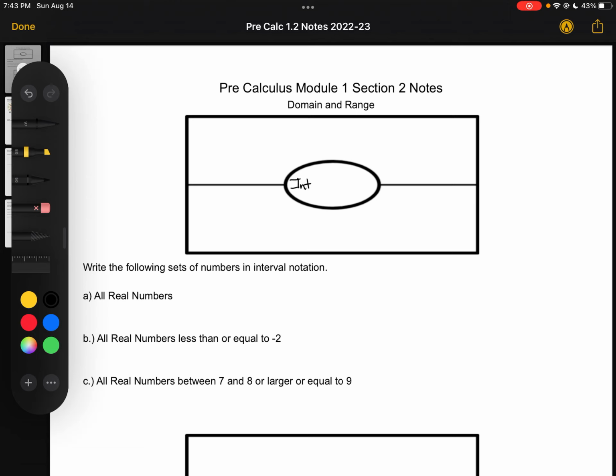So first word here, interval notation. What we're going to define this as is a way to represent a set of numbers using parentheses or brackets.